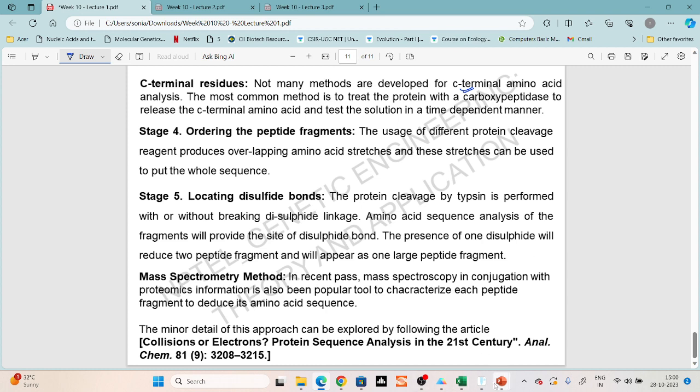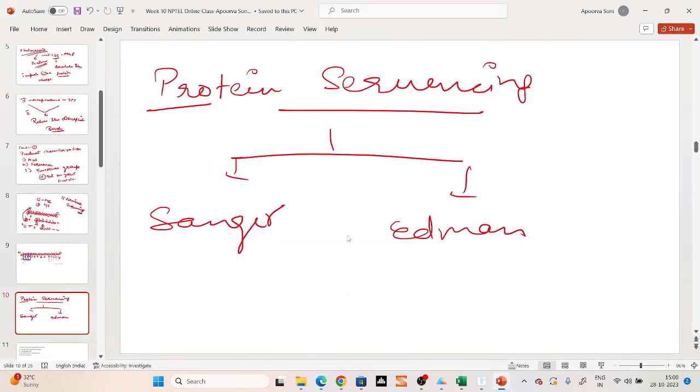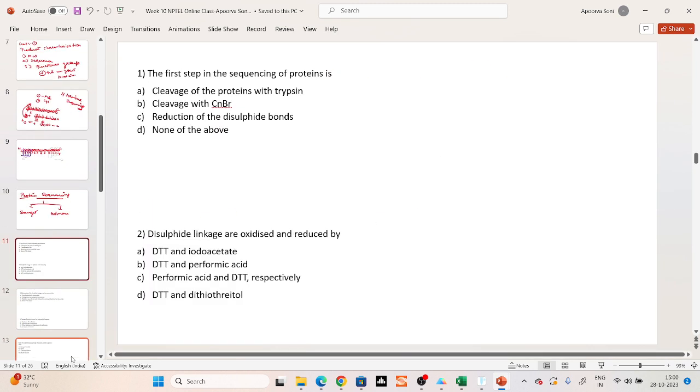Now we'll just solve the questions of the first lecture first, and then we'll quickly move to the second chapter. Okay, so your first question is: the first step in the sequencing of protein is A. Cleavage of the proteins with trypsin, B. Cleavage with CNBr, C. Reduction of the disulfide bonds, or D. None of the above. So what is the answer? What is the first step in sequencing of the proteins?